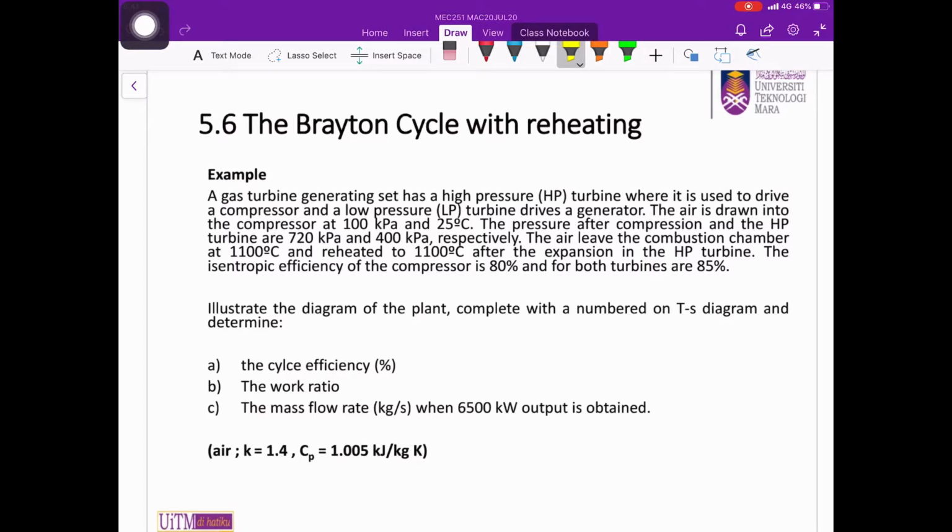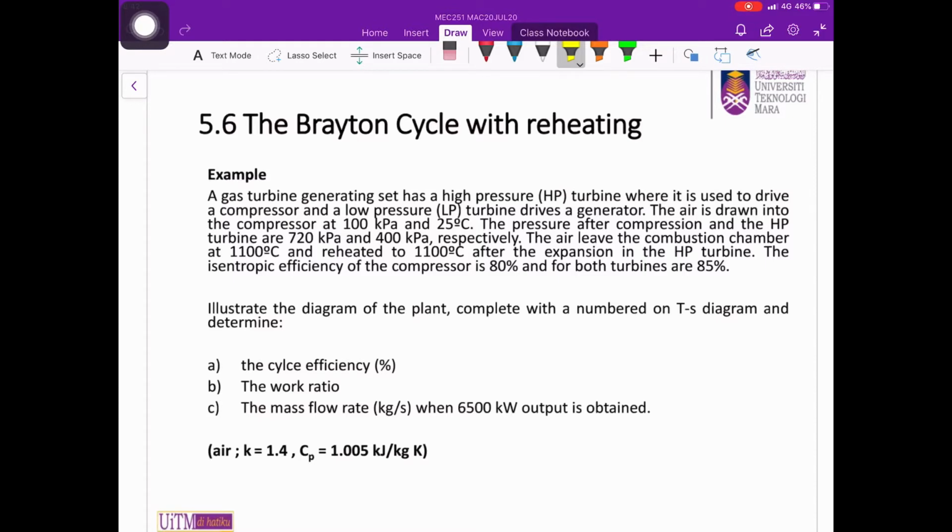The air is drawn into the compressor at 100 kPa and 25 degrees Celsius. The pressure after compression and the high pressure turbine are 720 kPa and 400 kPa respectively. The air leaves the combustion chamber at 1100 degrees Celsius and is reheated to 1100 degrees Celsius after the expansion in the high pressure turbine. The isentropic efficiency of the compressor is 80% and for both turbines is 85%.